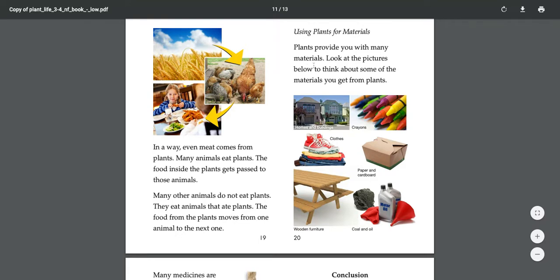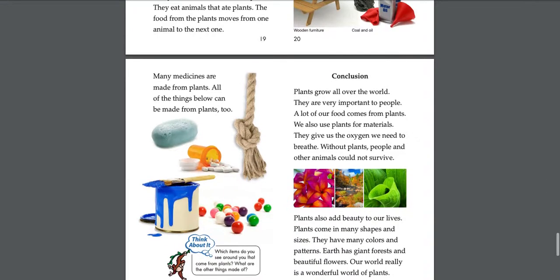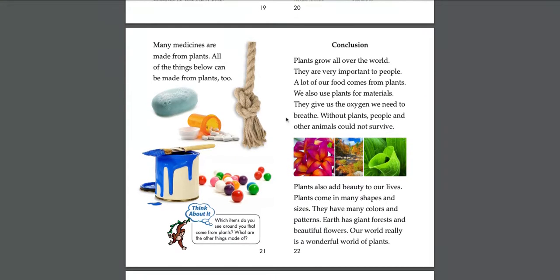Using plants for materials. Plants provide you with many materials. Look at the pictures below and think about some of the materials you get from plants. Homes and buildings, crayons, clothes, paper and cardboard, coal and oil, and wood and furniture. Many medicines are made from plants. All of the things below can be made from plants too.